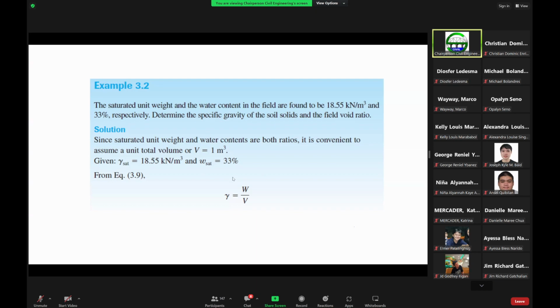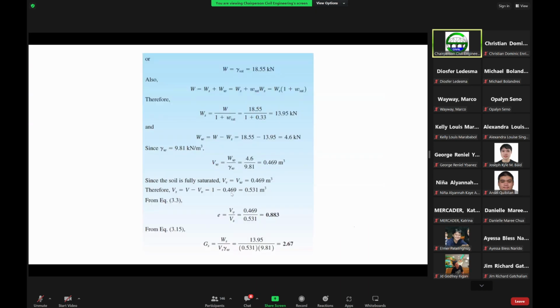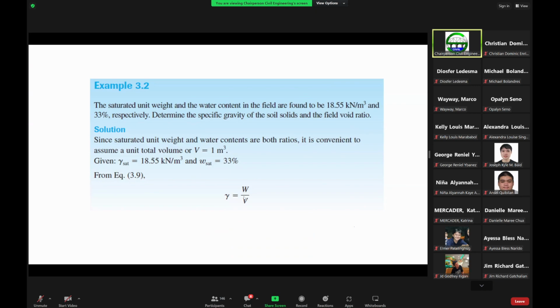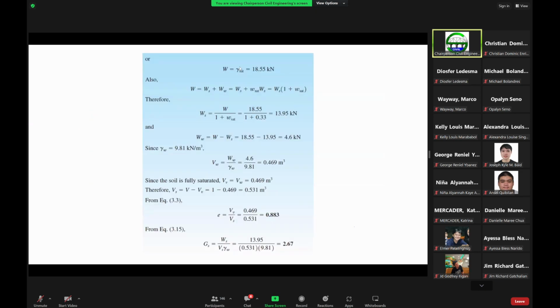Again, to recall from equation 3.9 from the previous slides. Don't worry, all of these are just taken from the book. The unit weight is equal to the total weight over the total volume. But in this case, since the volume is equal to 1, the saturated unit weight is just equal to the total weight, which is equal to the given, 18.55 kilonewtons.